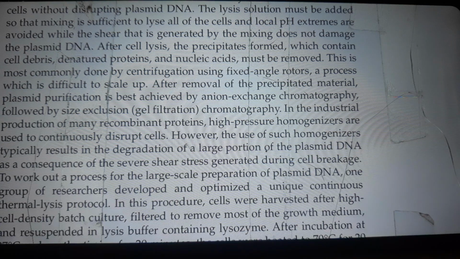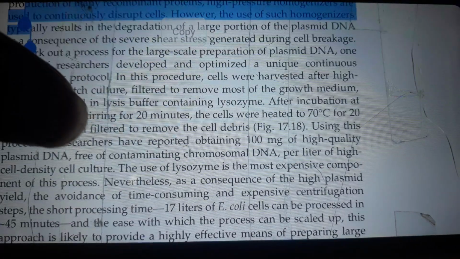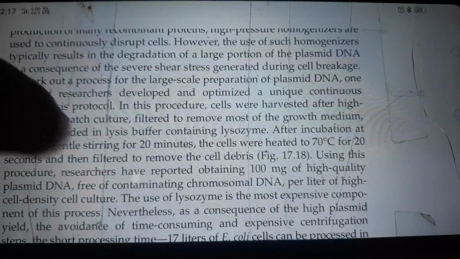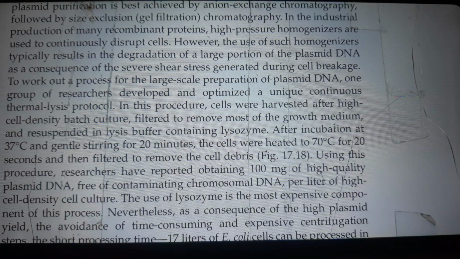After removal of the precipitated material, plasmid purification is best achieved by anion exchange chromatography, followed by size exclusion gel filtration chromatography, as in the industrial production of many recombinant proteins. High-pressure homogenizers are used to continuously disrupt cells. However, the use of such homogenizers typically results in the degradation of a large portion of the plasmid DNA as a consequence of the severe shear stress generated during cell breakage.